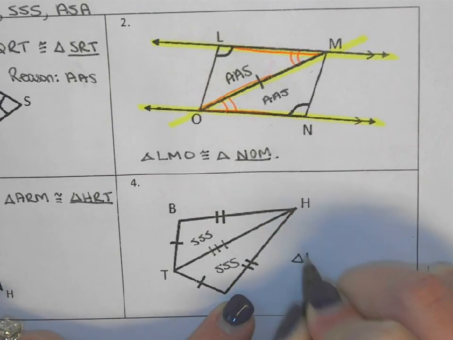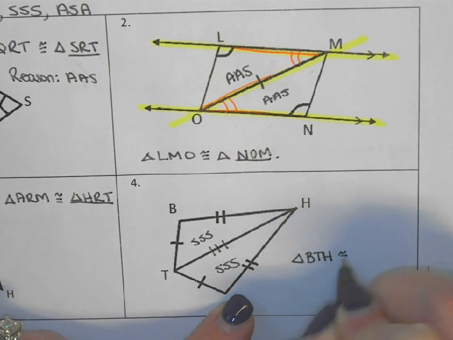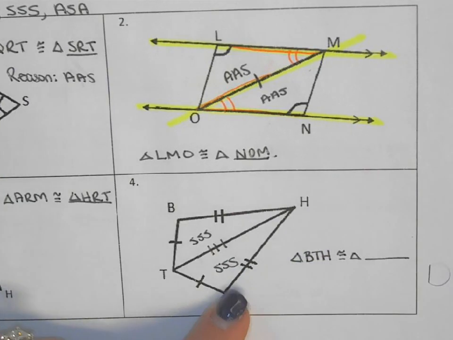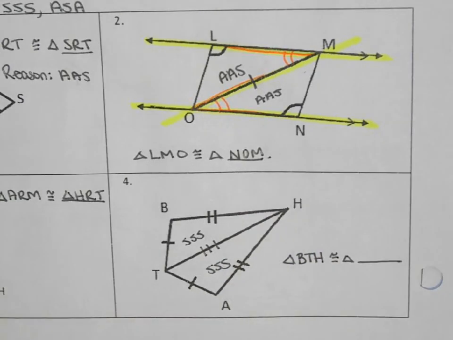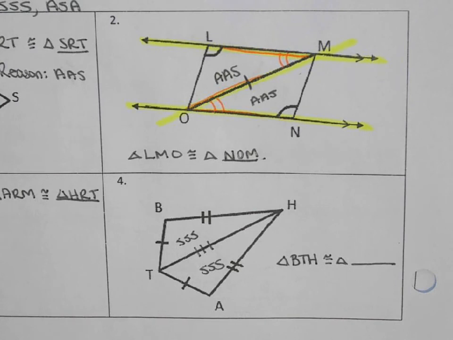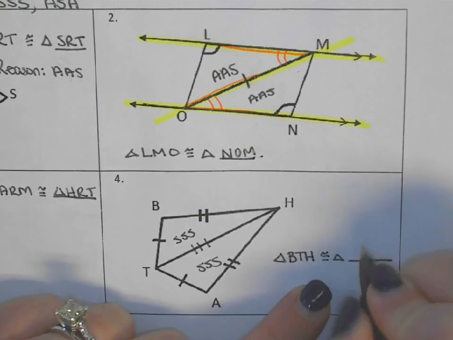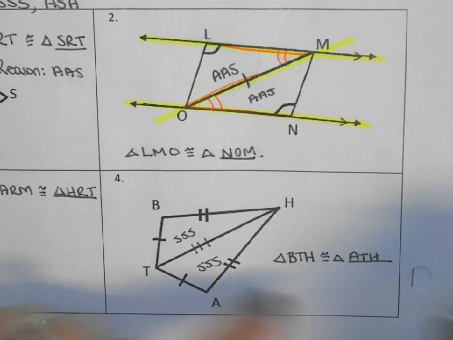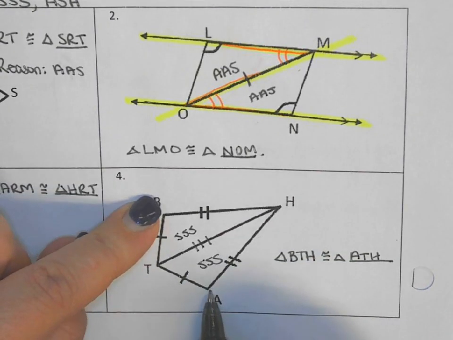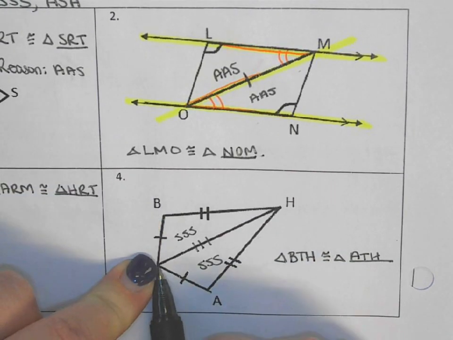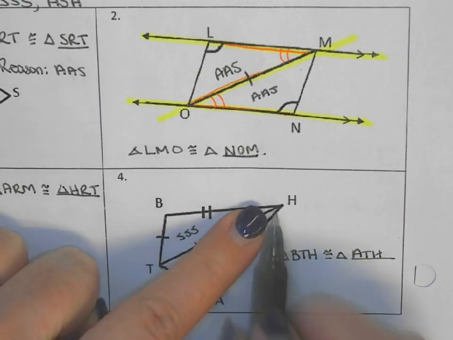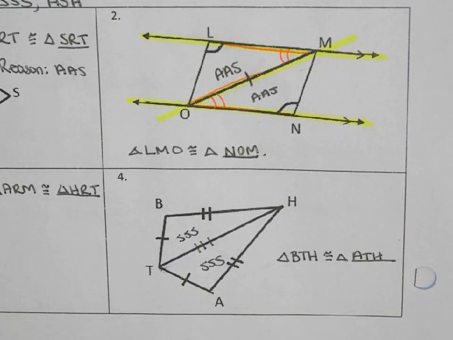So because of that, I can come up with a triangle shortcut. Triangle BTH is congruent to triangle. Write that next triangle name. Lucas, what'd you get for that second triangle name? Triangle ATH. Let's check it out. ATH. B and A is where you start. You go to T, you go through the single dash both times. You go to H on both, you go through that triple dash. Looks good to me.